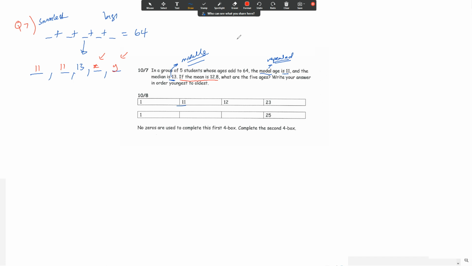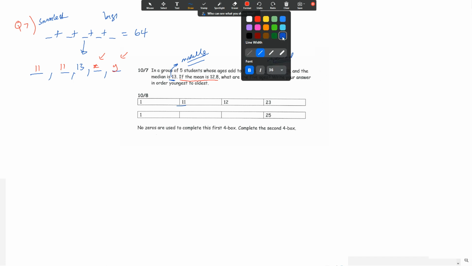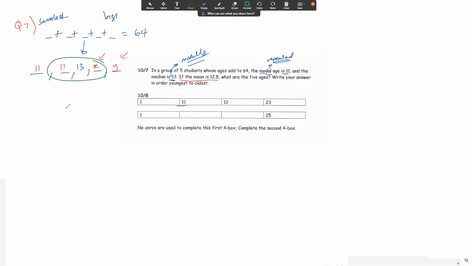The mean is 12.8. Because this is the modal age, if you take those two, this is the median. That means that if I take 11 plus x and divide it by 2, it will come to the middle term. The average of these two gets us exactly in the middle there. And 11 has to be on this side. So that's 26.